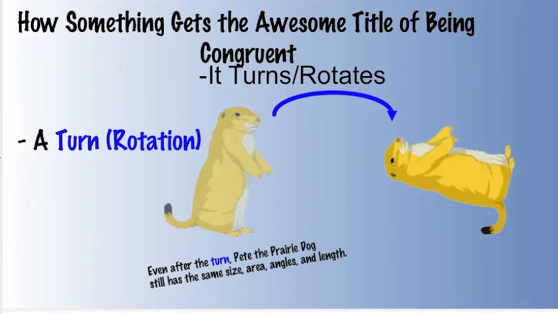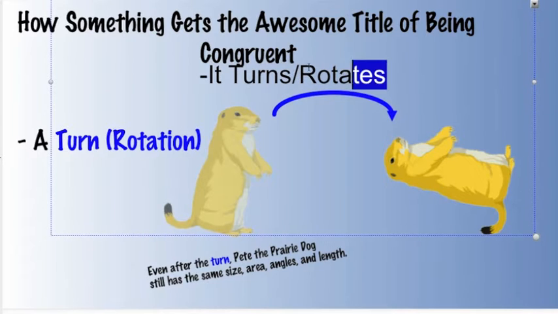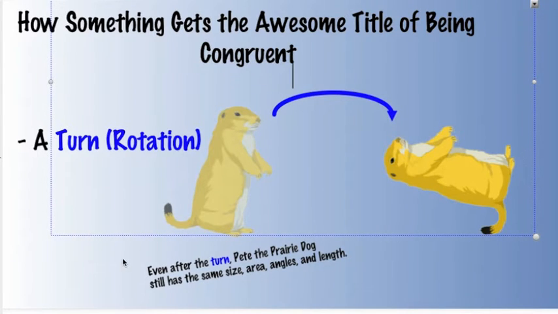So congruent shapes agree. Now, how does something get the awesome title of being congruent? One of the ways is by turning or rotating. I have Pete the Prairie Dog here to help me, and this is where Pete starts. Then he's going to do his turn or rotation, and this is where he ended up. Even after his rotation, Pete the Prairie Dog still has the same size, the same area, the same angles, and the same length. He's still congruent with that turn or rotation.